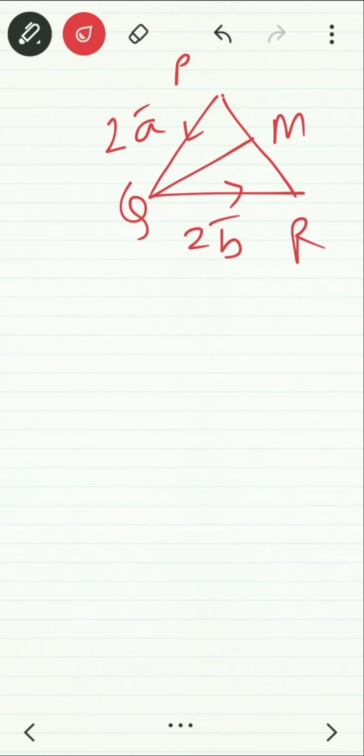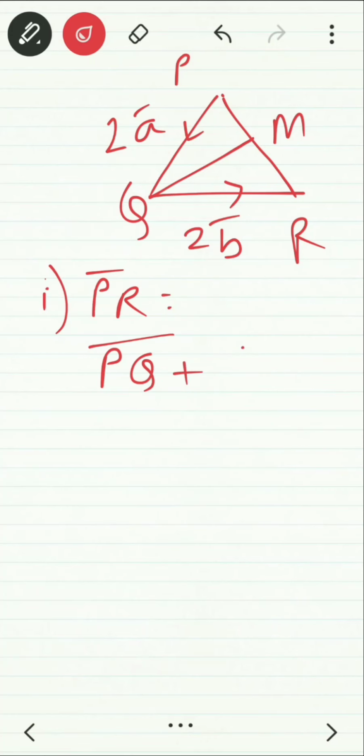So first of all, PR bar. Now by triangle law again, PR bar comes out as PQ bar plus QR bar. So PR bar is PQ plus QR, which is 2A plus 2B.